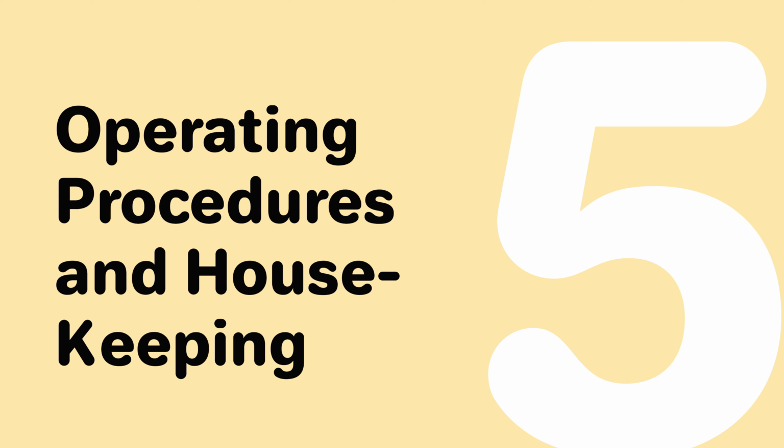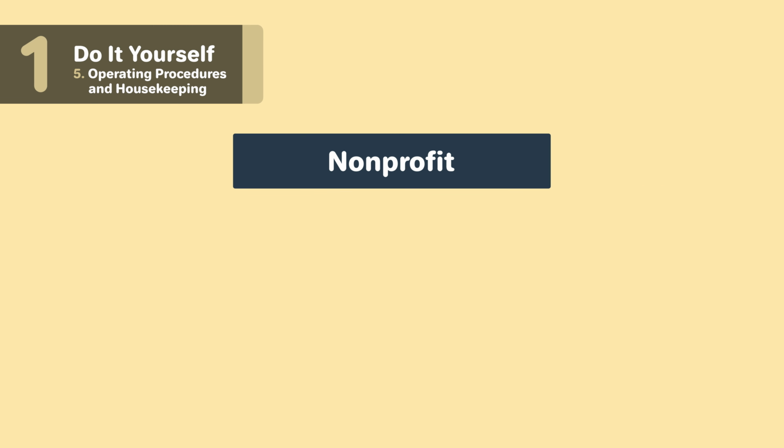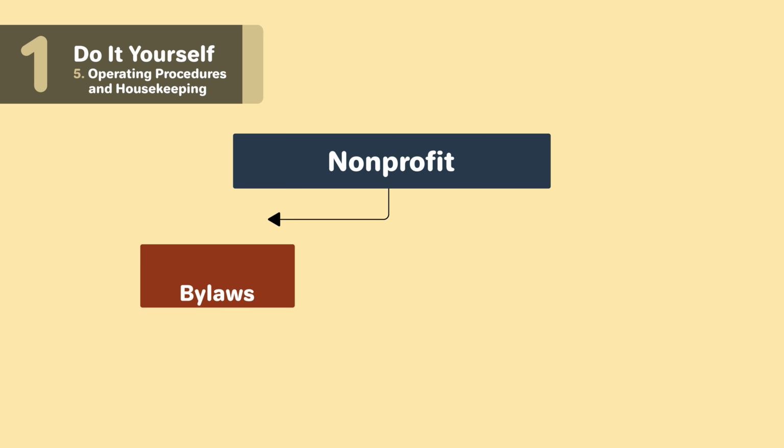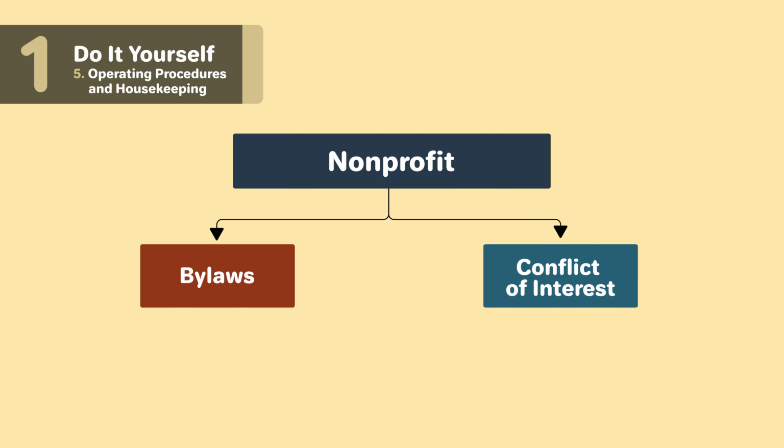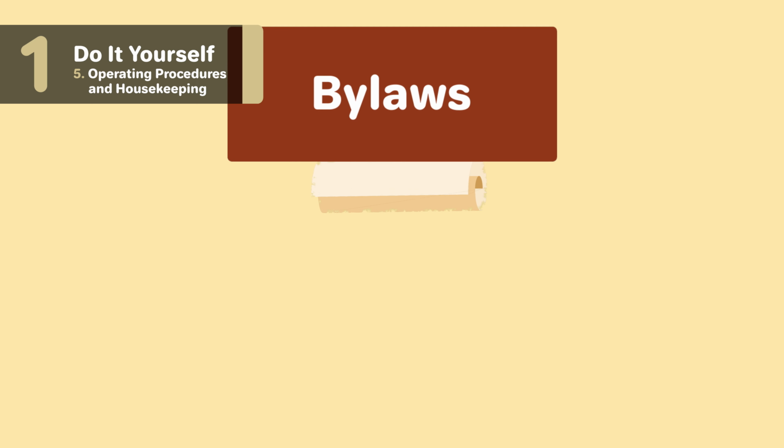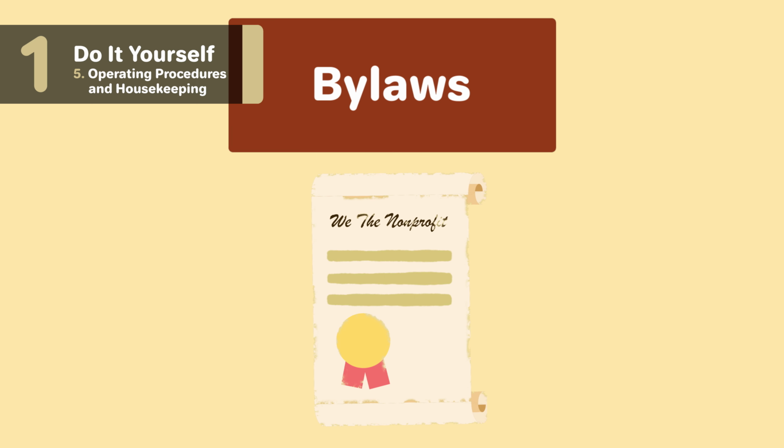5. Operating procedures and housekeeping. Once your nonprofit corporation has been formed, you'll want to start getting the structure of it together and determine how your nonprofit will be run, starting with the bylaws and conflict of interest policy. Your bylaws are the rules that determine how your organization will be governed and run.